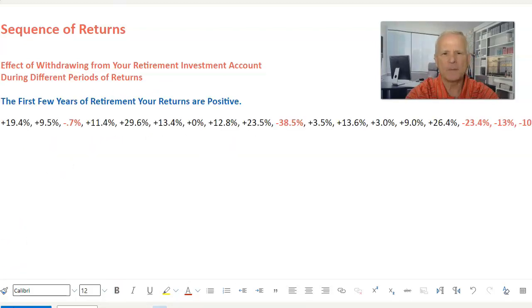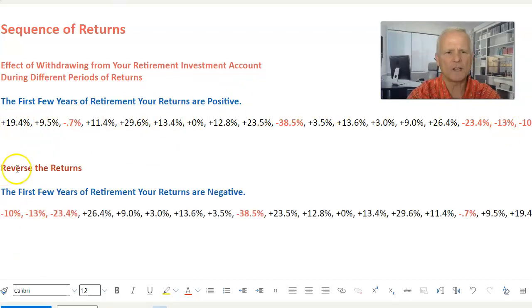We're going to take a look at a hypothetical example here. The first few years of your retirement, your returns are positive, and these are the returns that we're looking at. And then we're going to reverse the returns. The first few years of your retirement, your returns are negative. So if we look at our first example here, you'll see that the first few years were mostly all very positive, and the last few were negative. We're going to reverse that so that the first few years are negative and then the last few years are positive. And we're going to see how this affects our account balance. And you may be surprised.